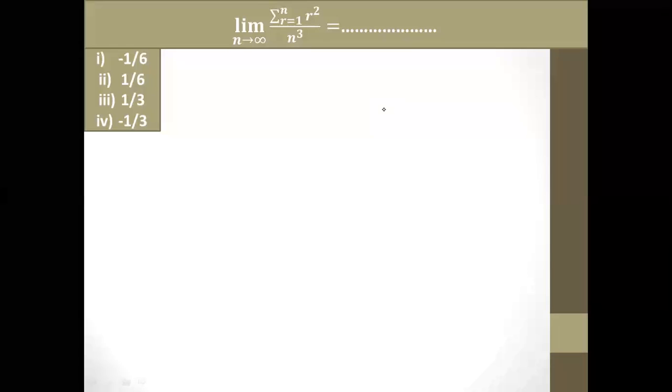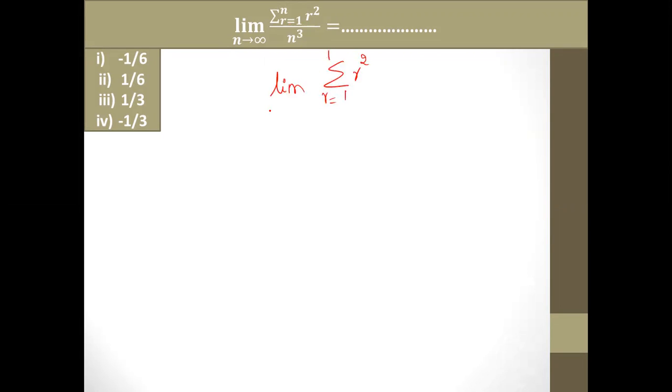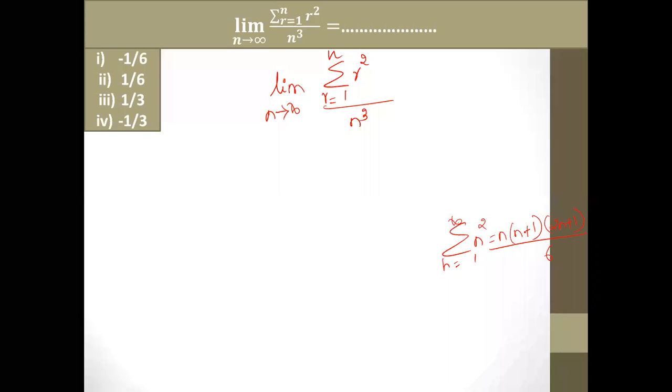Now the first question is the limit of summation r square, where r varies from 1 to n and n tends to infinity, divided by n cube. When you see summation, you had studied this in your first year class, right? What is the summation of n square? Summation of n square is n into n plus 1 into 2n plus 1 divided by 6. Do you remember this in sequences and series? You had studied it in series.